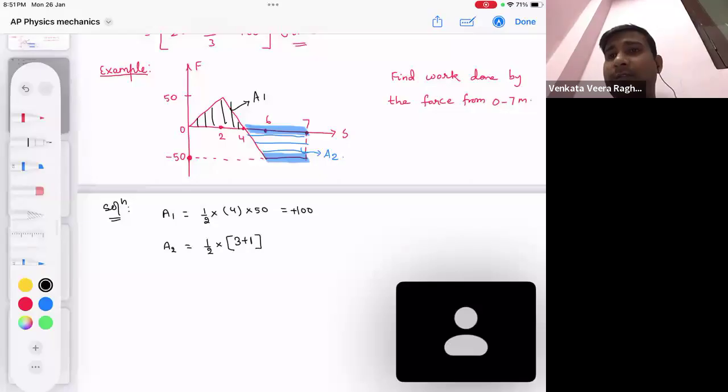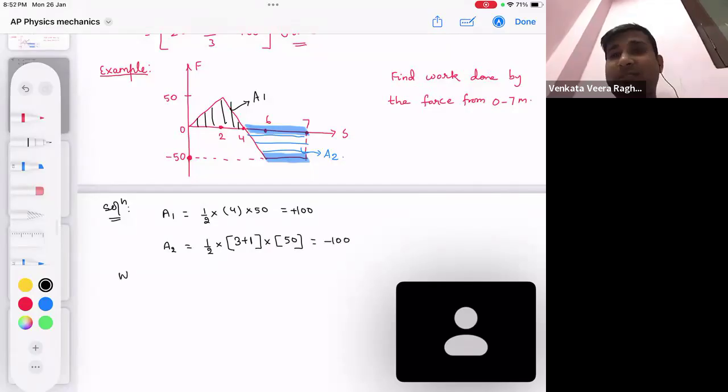So half into the sum of parallel sides, and what is the height? The height is 50 here. So what is it coming to? 4 into 50. 200 minus 100 it is coming.